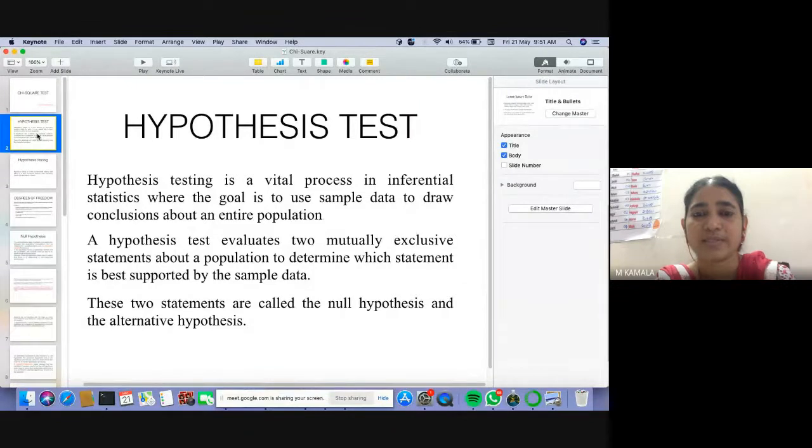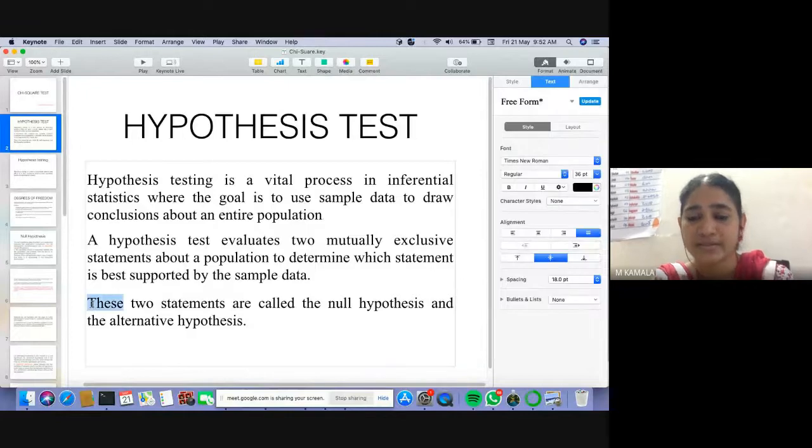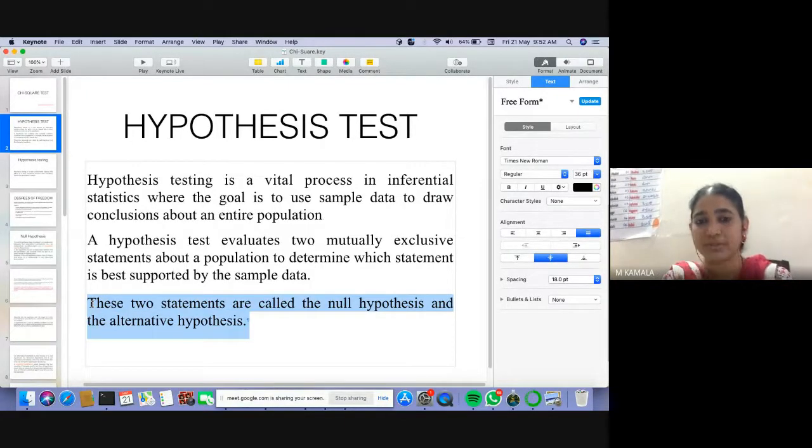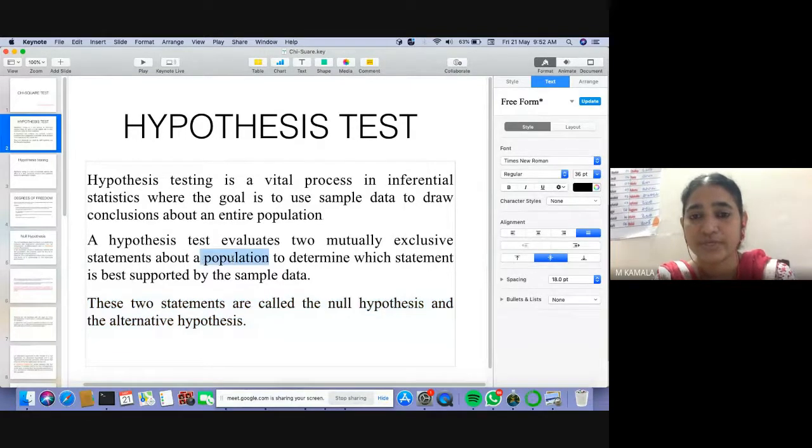This is what you call a hypothesis test. It ends up with two statements: either nullify the hypothesis, or if not nullifying, you accept what you call the alternative hypothesis. These two are mutually exclusive statements. When you say one statement, the other is exactly the opposite. We do that for a population, which we determine from the sample data.